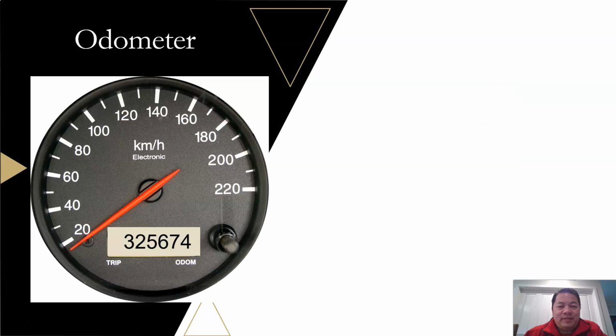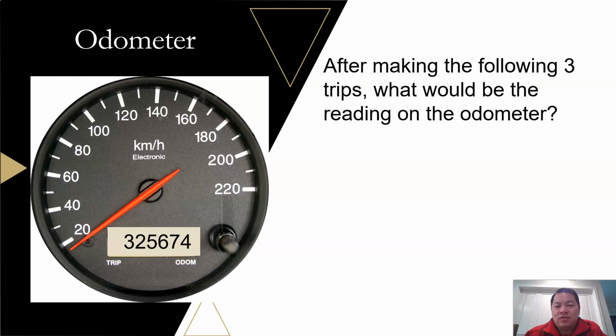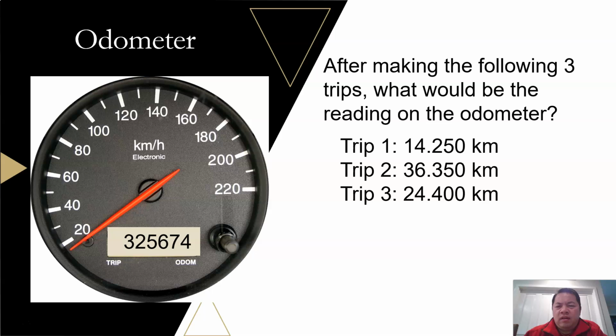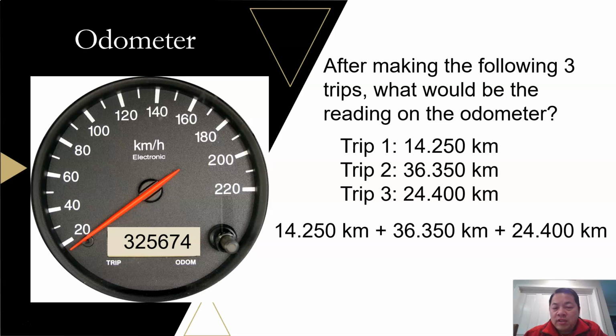That's an interesting question in the student book. You are required to find out the change in the odometer after traveling certain distances. After making 3 of the following trips, what would the reading on the odometer be? Trip 1 is 14.25 km, trip 2 is 36.35 km, trip 3 is 24.40 km. We need to find out the total distance traveled. By adding them up, you have traveled 75 kilometers.